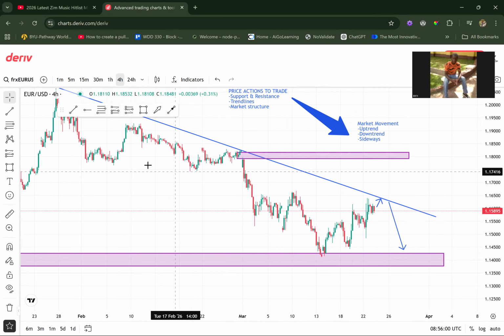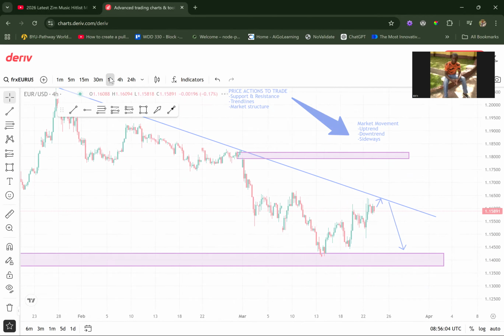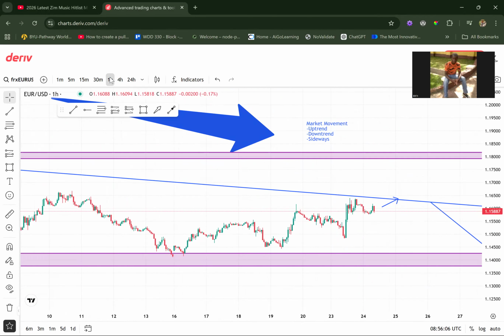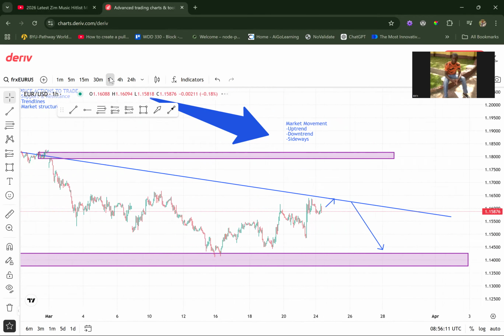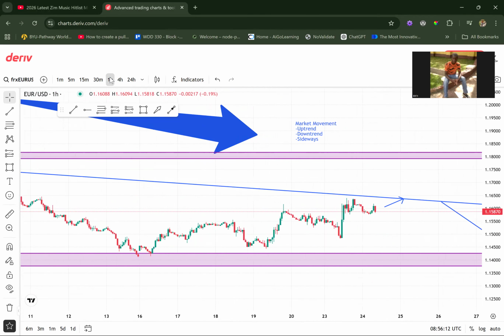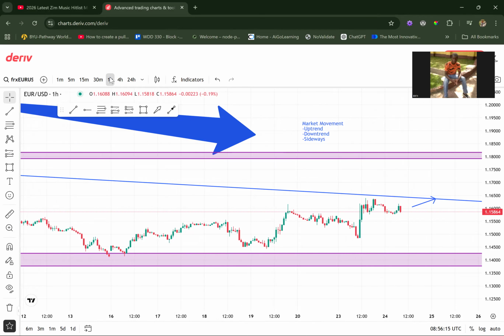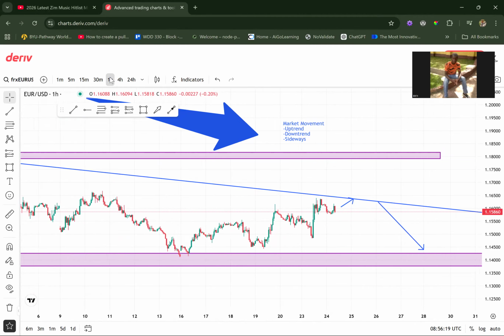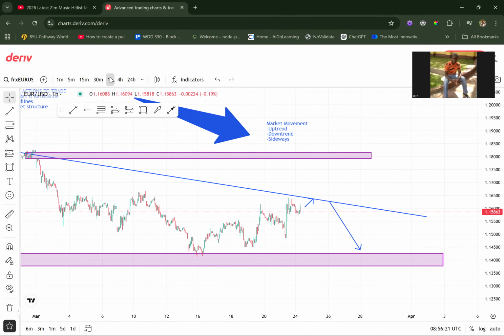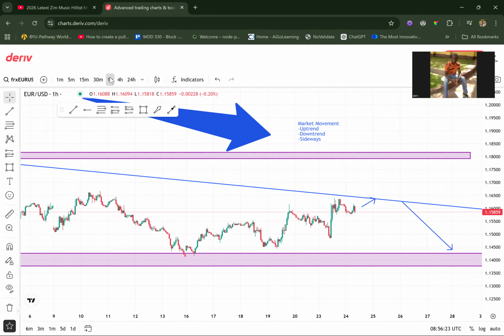Okay, let's go to 1 hour. So now we'll be just waiting for the market reaction, right? What is it going to do? So as we can see, we need to be patient, right? The signal is not ready.